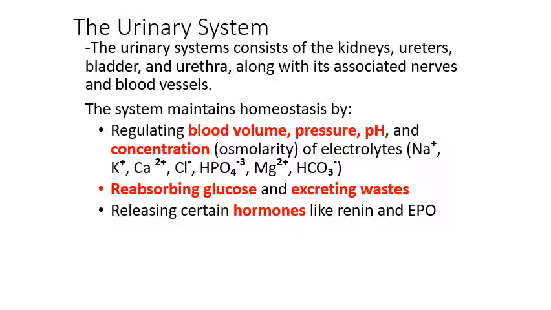All right, so the main jobs of the urinary system are regulating blood volume, blood pressure, pH, and also electrolyte concentration, so the concentration of all these different ions in your blood. The urinary system is also important for excreting wastes, but retaining glucose. And it also has some endocrine function as it releases hormones like renin and erythropoietin.